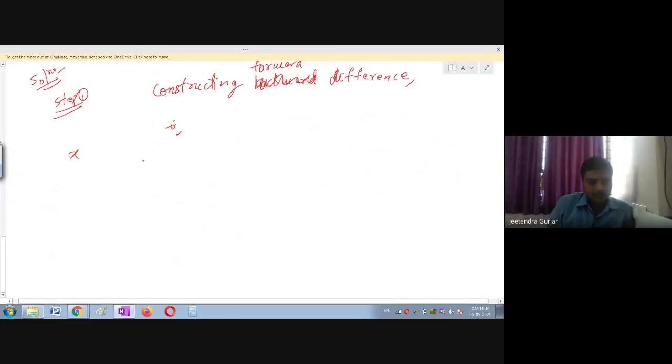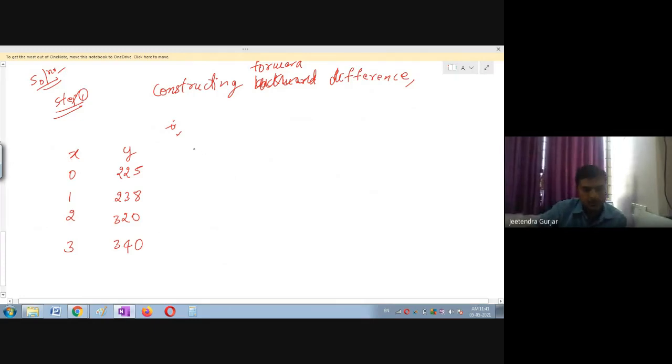X, and this is our Y, right? This is 0, 1, 2, 3. This is 225, 238, and this is 320. Please simplify and tell me the answer. Yes, I'm waiting for the answer.